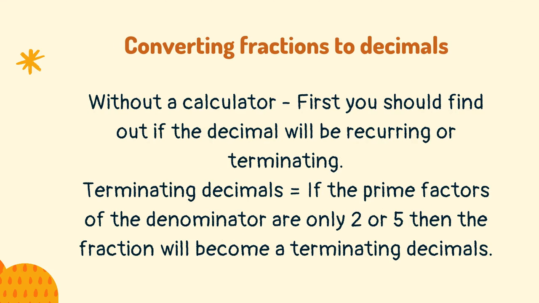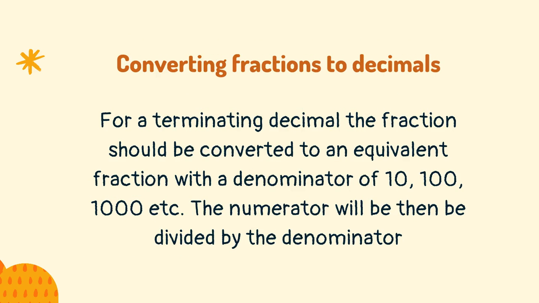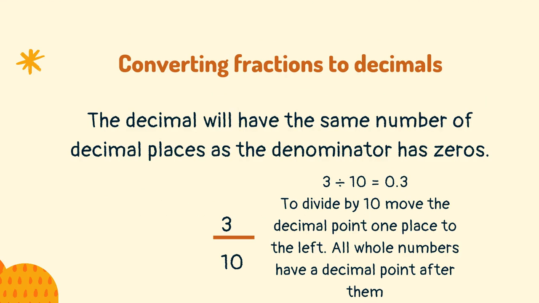When converting fractions to decimals without a calculator, first you should find out if the decimal will be recurring or terminating. You should note that if the prime factors of the denominator are only 2 or 5, then the fraction will become a terminating decimal. For a terminating decimal, the fraction should be converted to an equivalent fraction with a denominator of 10, 100, 1000, etc. The numerator will then be divided by the denominator. The decimal will have the same number of place values after the unit as the denominator has zeros.